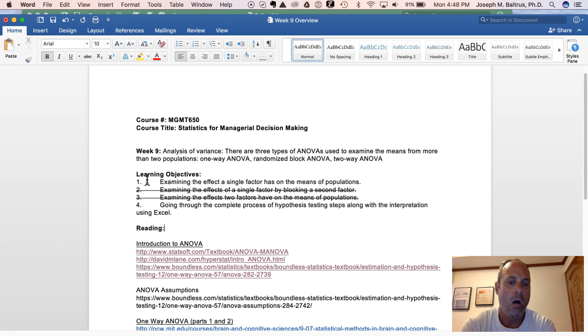So, okay, that's it. Week 9, simple single factor ANOVA. It's all you need to concentrate on. You don't need to get caught up in the single factor and blocking a second factor and the effects of 2 factors. So there you have it.